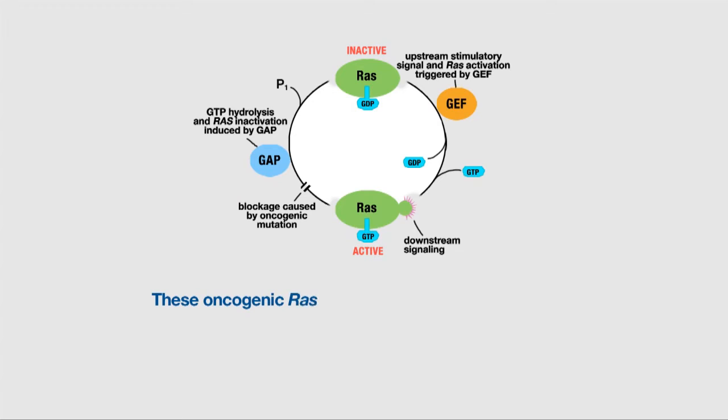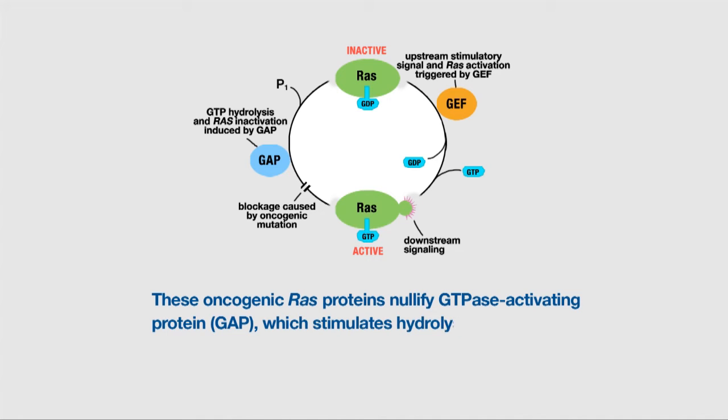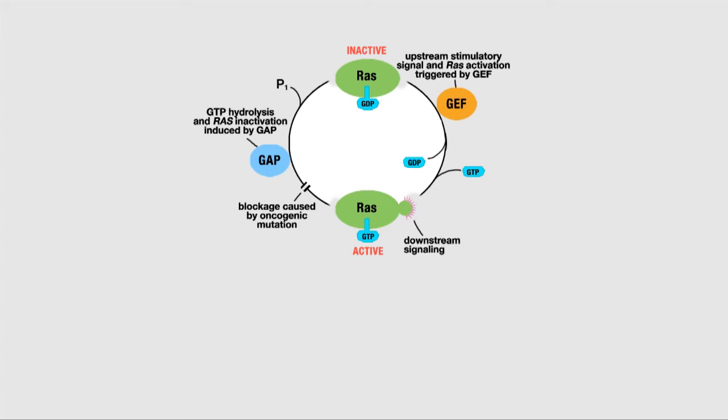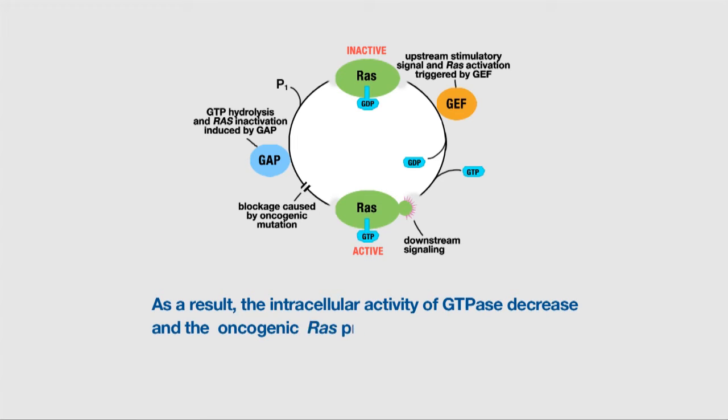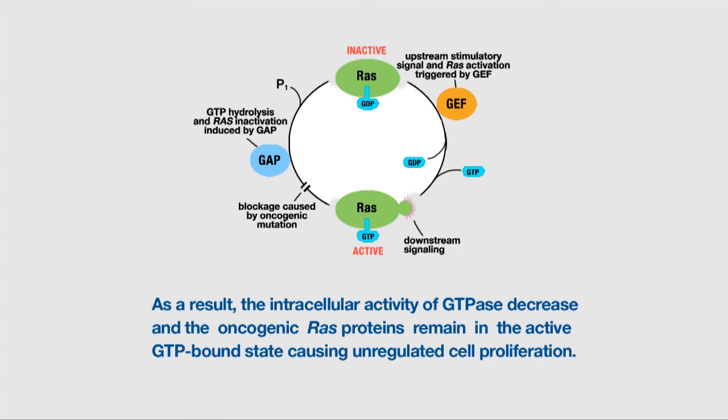These oncogenic RAS proteins nullify GTPase activating protein or GAP, which stimulates hydrolysis of bound GTP by normal RAS. As a result, the intracellular activity of GTPase decreases and the oncogenic RAS protein remains in the active GTP bound state, causing unregulated cell proliferation.